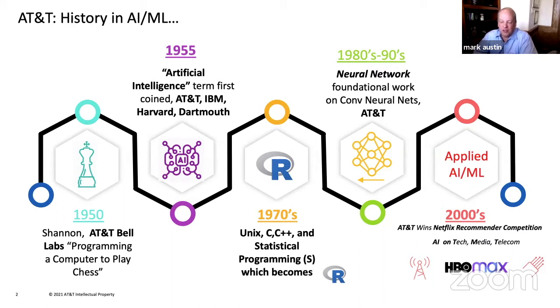And then in the 2000s, I would say it's a bit all about applying AI ML. But in the early 2000s, Chris Volinsky from AT&T and my group actually won the Netflix recommender competition. And that was a $1 million hackathon. Don't see many of those on Kaggle, but great work there. And now we're all about applying AI in wireless, all of the media stuff, HBO Max, certainly the newest thing there, and then it's on fiber as well. So that's a bit of a timeline.